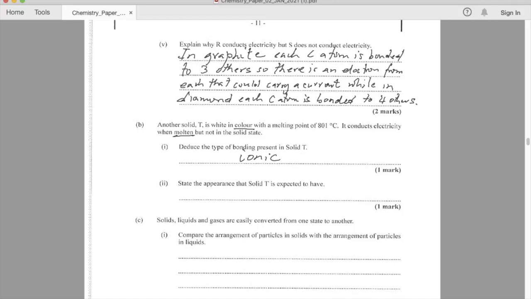State the appearance that solid T is expected to have. So they said it was white in color. So we would expect it to have a crystalline appearance. So we'd say crystalline. They said white already. We don't have to put back white. So we just state it's crystalline.